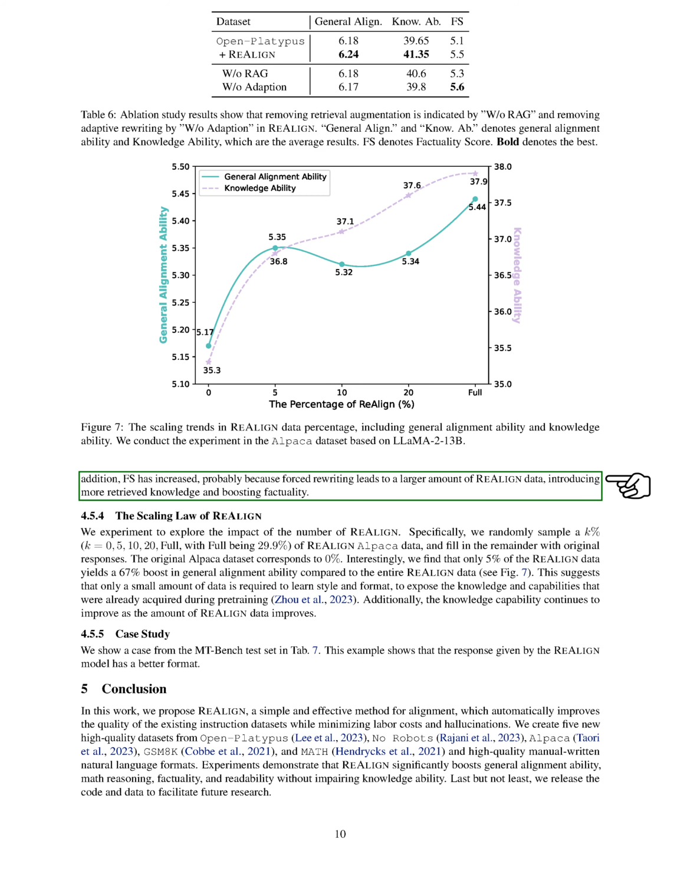This indicates that a small fraction of data is sufficient to learn the style and format, thereby unlocking the knowledge and capabilities already present from the pre-training phase. Moreover, as we increase the percentage of realigned data used, we continue to see improvements in knowledge capability.